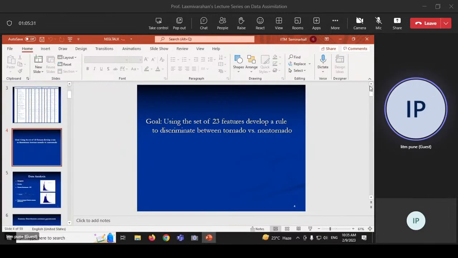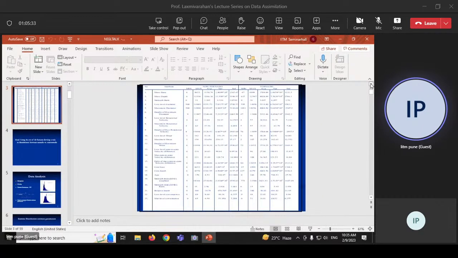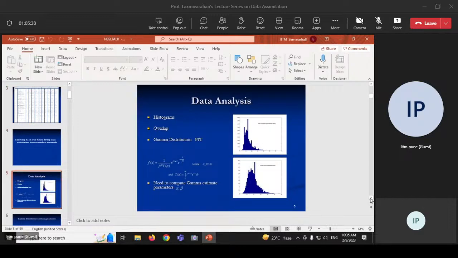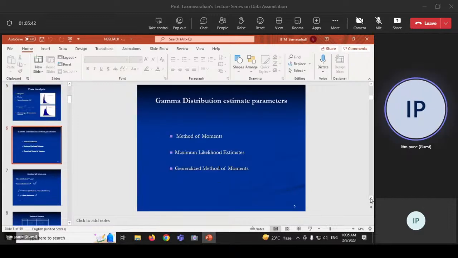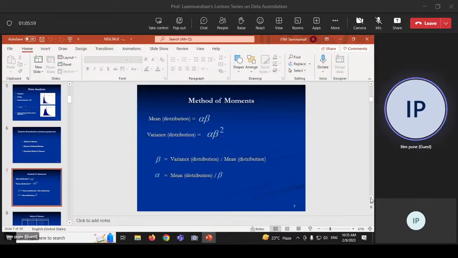So these are the features. I'm sorry, it is not visible here, but in print, I think you can read them. The different features. We talked about histograms of various quantities, and we wanted to fit some distributions, gamma distribution. We used different methods for measuring the parameters: method of moments, maximum likelihood, generalized method of moments. I do all these things in my class so that I can easily give the project to somebody.